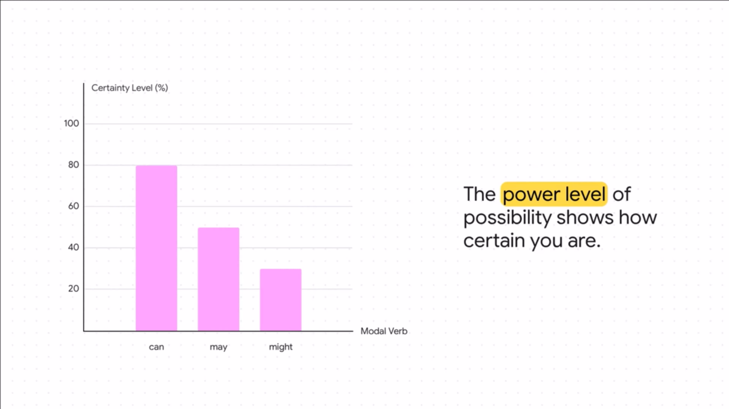Check this out. We can actually think of possibility as having a power level. If you say something can happen, you're pretty sure, like 80% sure. But if you say it might happen, well, you're much less certain, down at 30%. So choosing between can, could, may, and might is like turning a dial on how certain you feel.